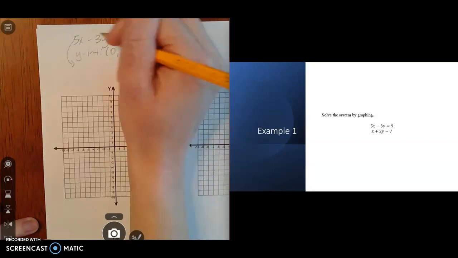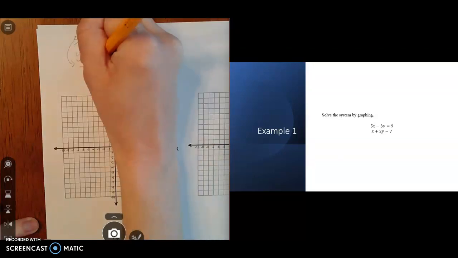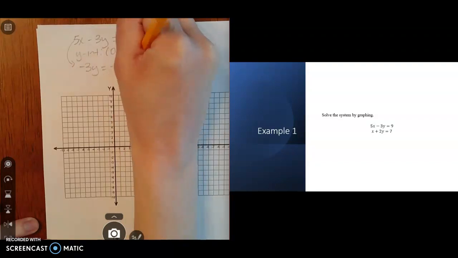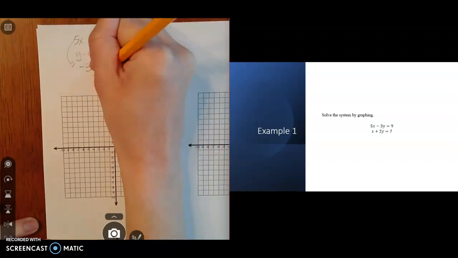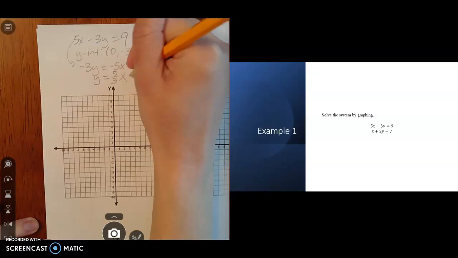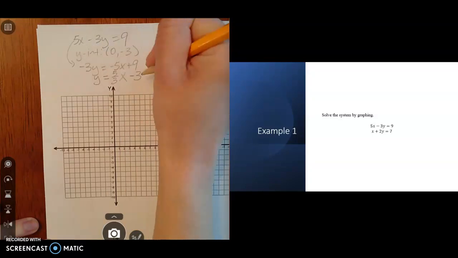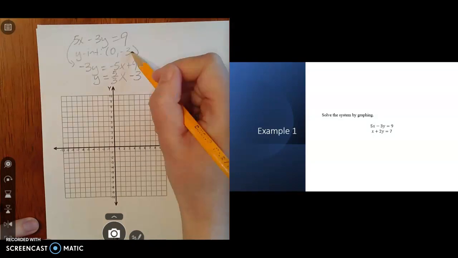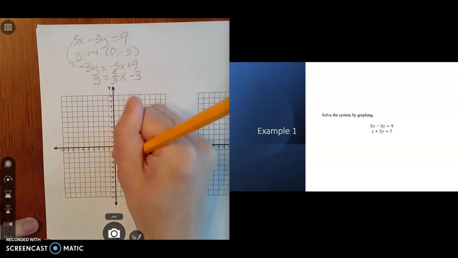So I'll subtract 5x from both sides and get negative 3y equals negative 5x plus 9. Divide everything by negative 3. So then you're going to have a positive 5/3 x. And then 9 divided by negative 3 would be negative 3. So again, I have a y-intercept of negative 3, which is consistent with what I thought before. So I can go ahead and plot that.